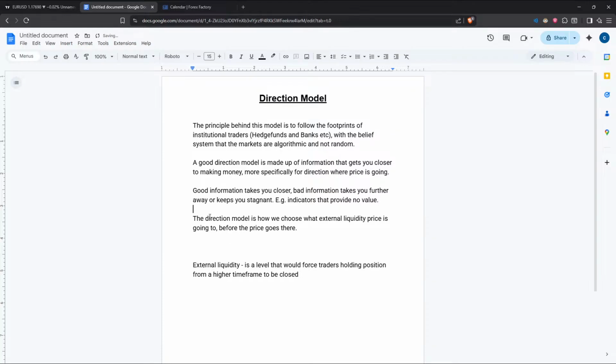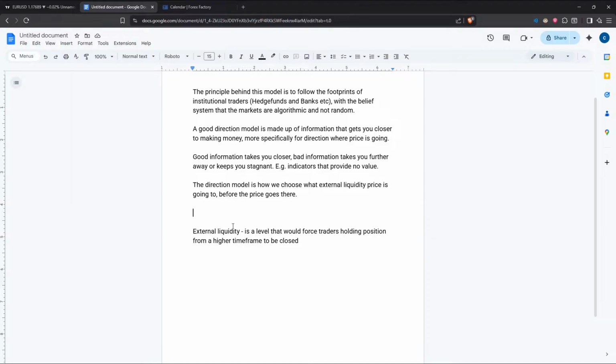That's an example. So the direction model is how we choose what external liquidity price is going to before the price goes there. External liquidity is a level that would force traders holding positions from a higher time frame to be closed. That's our definition of external liquidity. Okay, and internal liquidity is the same but on a smaller time frame.